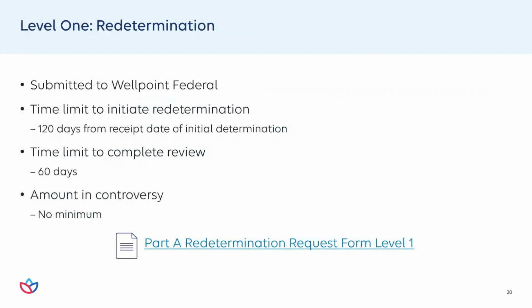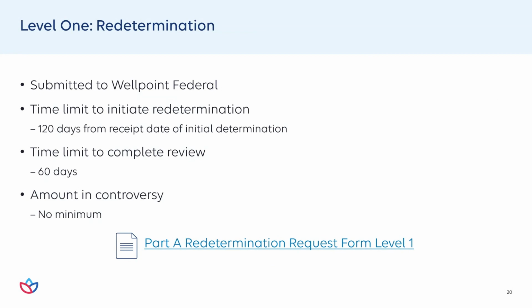So your appeal level 1 is called a redetermination, and sometimes even I get confused between level 1 and level 2, because level 1 is a redetermination and level 2 is a reconsideration. So when my brain is not working at full capacity, I get them confused.